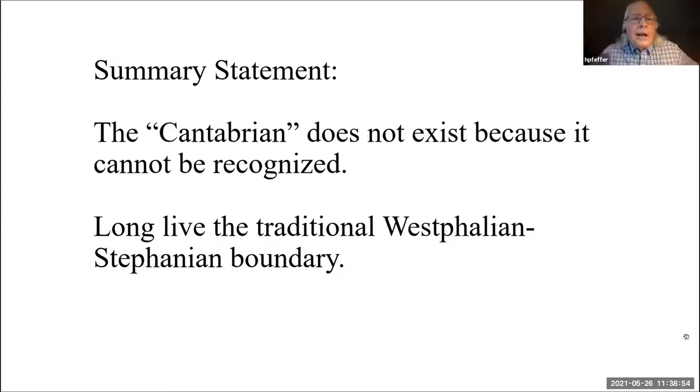Summary statement. I tried to learn how to recognize the Cantabrian from Bob Wagner in 1983 in Northern Spain personally. I was not able to recognize it after being in the field with him there. I also talked to Levin, who later led a committee in a visit. So I have never been able to recognize the Cantabrian. As far as I'm concerned, it doesn't exist. And therefore, long live the traditional Westphalian-Stephanian boundary, which can be easily recognized. Thank you. Next slide, please.